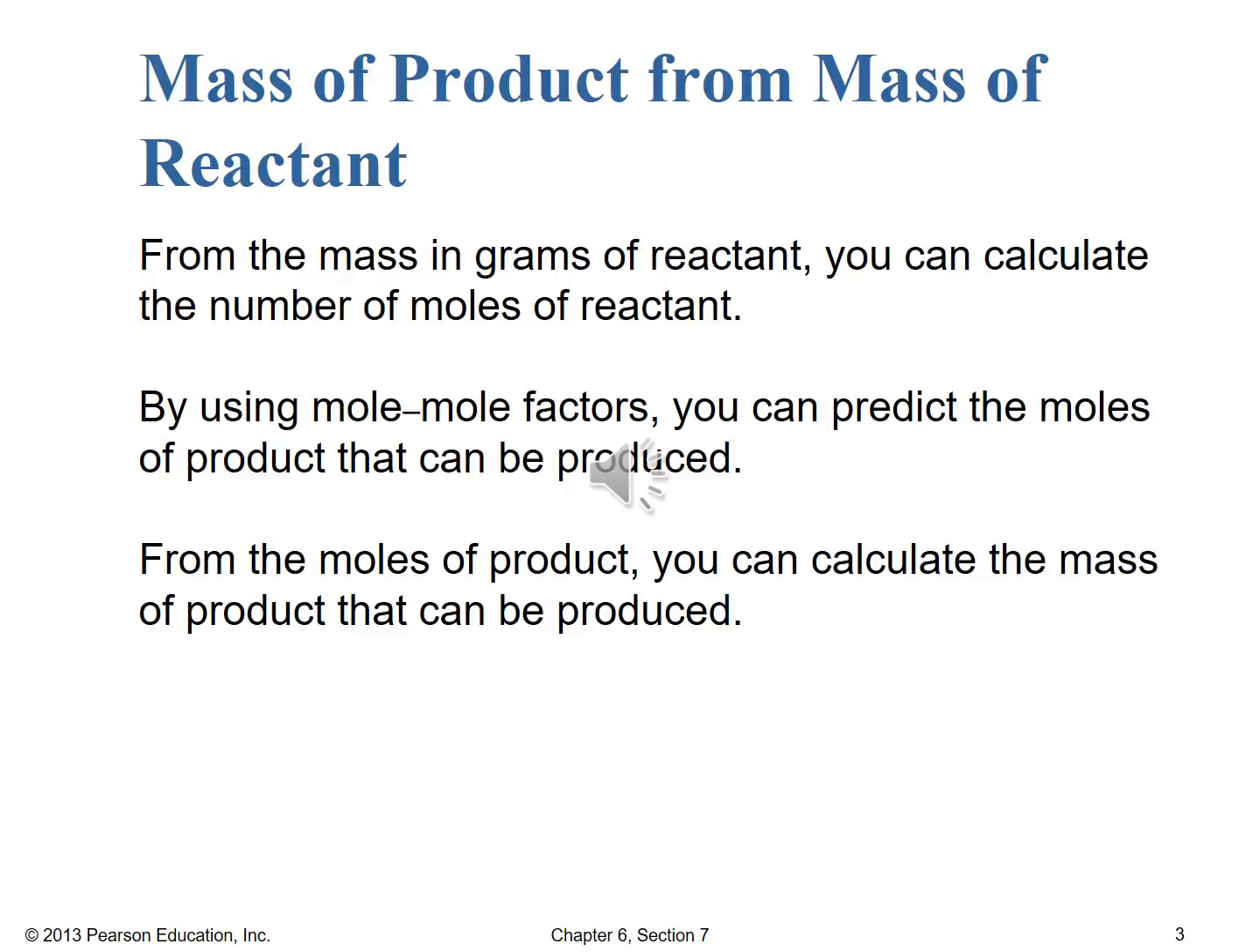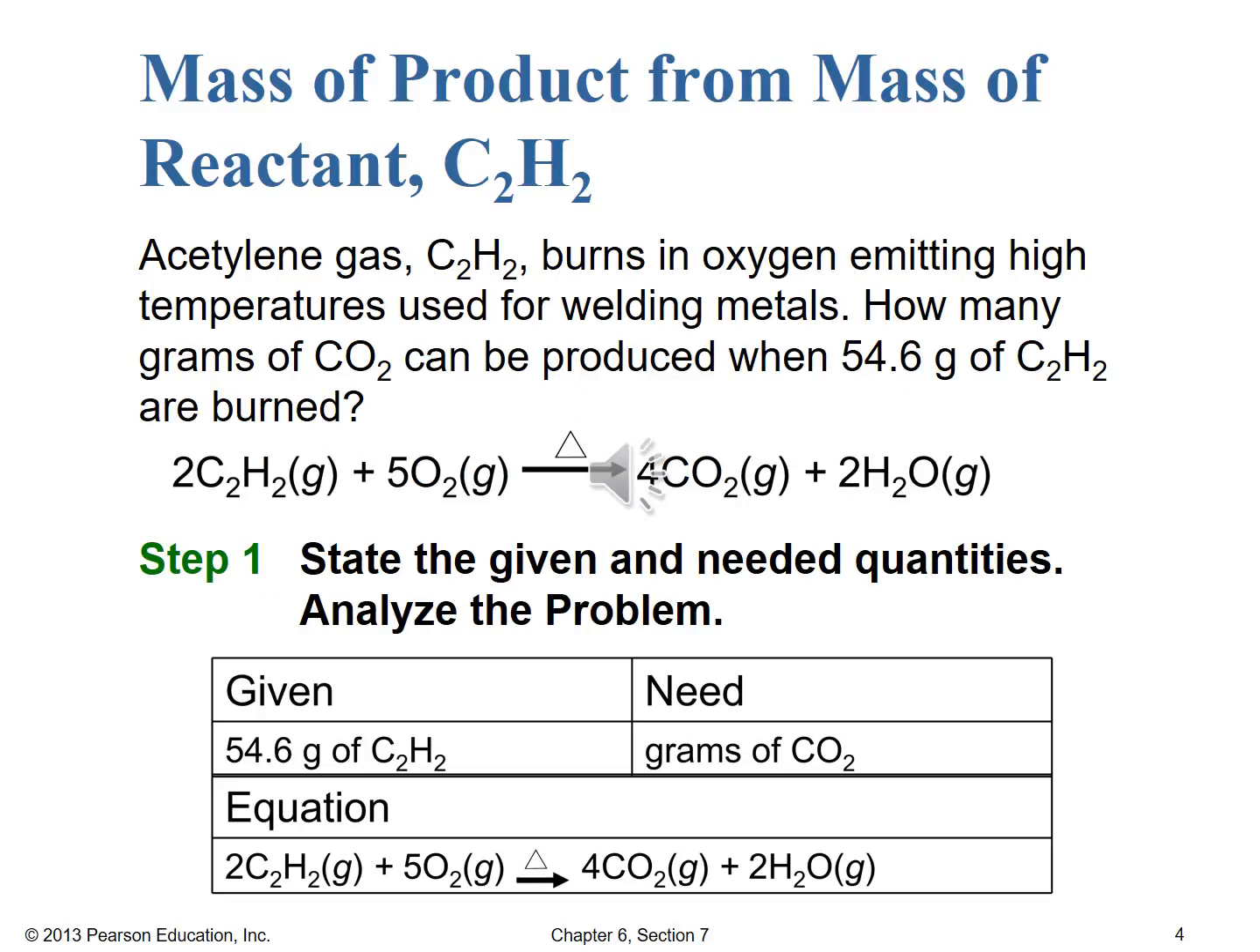Usually we start with mass of reactant A to moles of reactant A using the molar mass, then using mole-mole factors to go from moles of A to moles of B, and then finally using the molar mass of B to go to grams of B, where A and B are just any two species in a reaction. So get used to it, you're going to see an awful lot of it. Now let's work one of these questions together, and we'll see how we can take the mass of product from starting with the mass of a reactant here in this example.